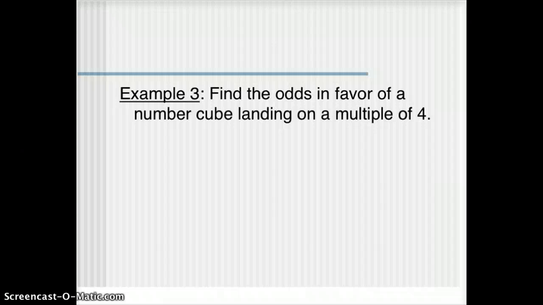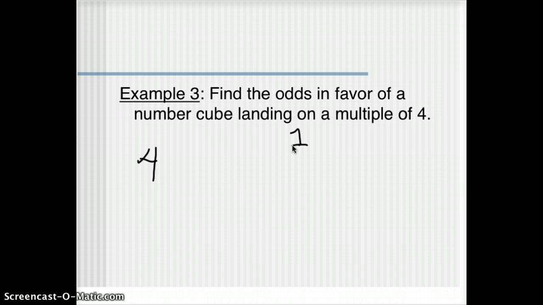Okay, so here let's look at that number cube again. Find the odds in favor of a number cube landing on a multiple of 4. So we need to think, what are all the multiples of 4 on a number cube? Well, actually, in fact, there's only 4 in this case. So there's one thing that could happen in favor of it.